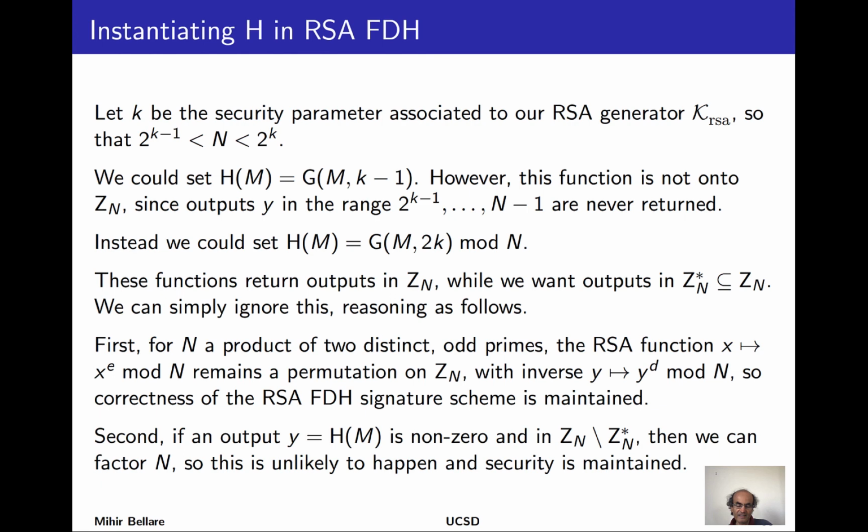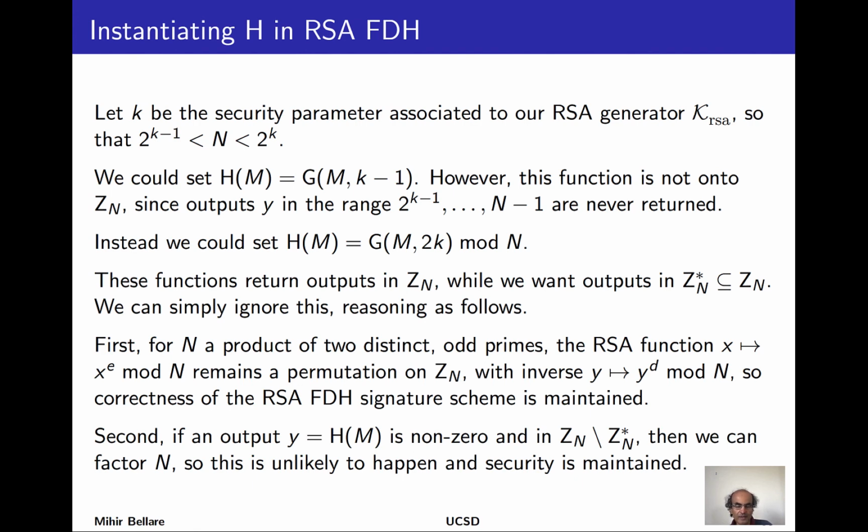So first off, we need to worry about the correctness of the signature scheme. What comes to our help there is there's a mathematical fact that we talked about: the RSA function as a permutation on Zn star. It actually is also a permutation on Zn with the same inverse. This is only true if n is a product of two distinct odd primes, but that's true for the numbers returned by our generators. And this is the property that we need for correctness.